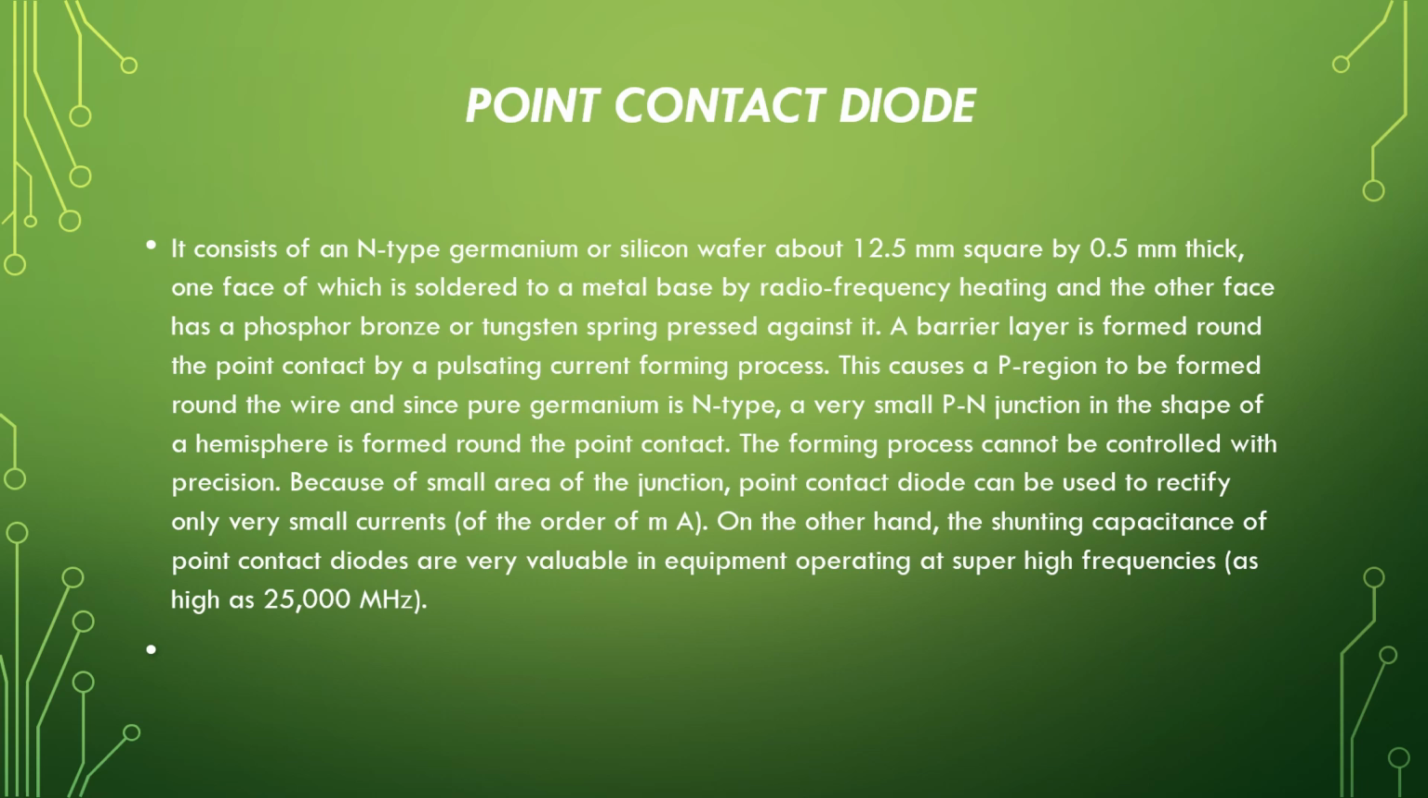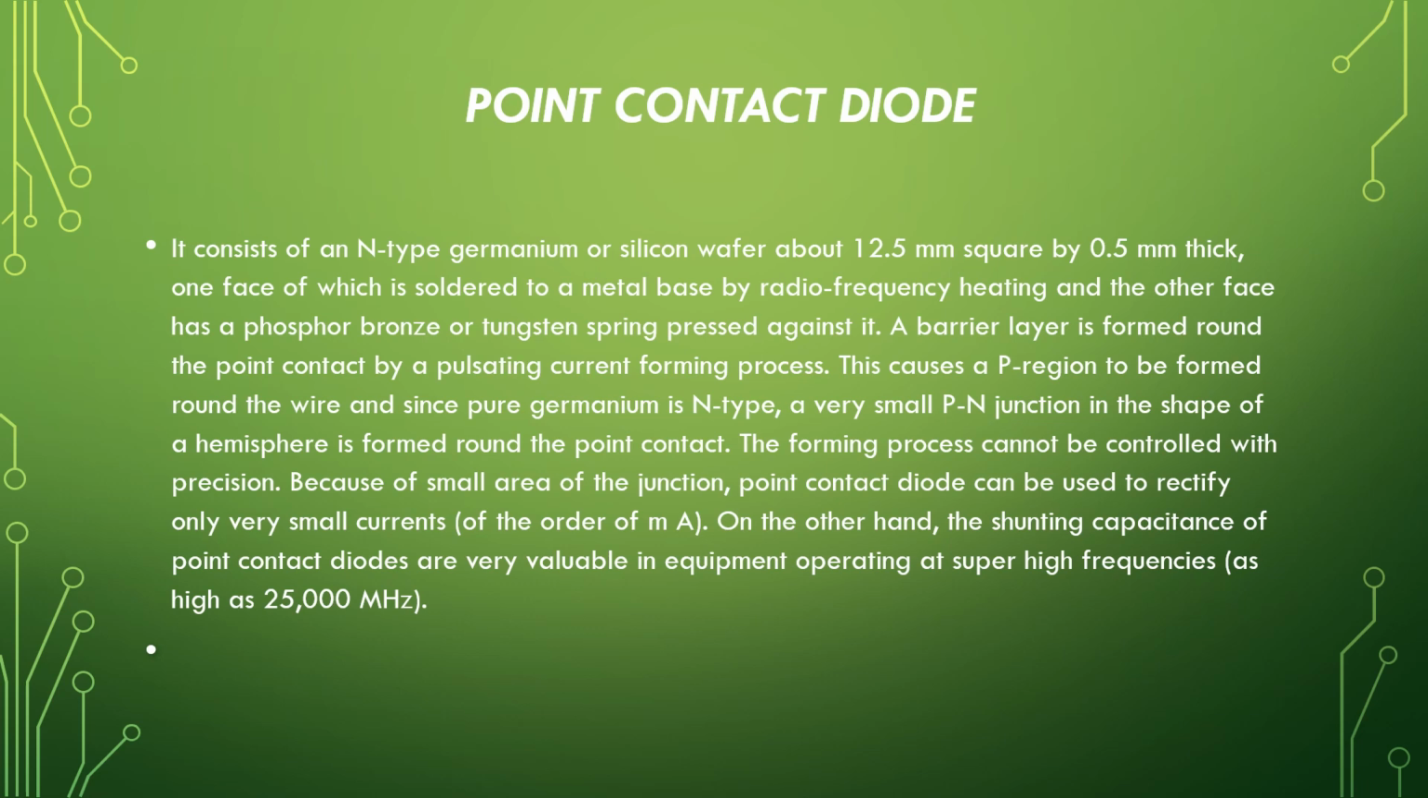Point contact diode. It consists of n-type germanium or silicon wafer about 12.5 mm square by 0.5 mm thick, one face of which is soldered to a metallic base by radio frequency heating, and the other face has a phosphor bronze or tungsten spring pressed against it. A barrier layer is formed round the point contact by a pulsating current forming process. This causes a P region to be formed around the wire, and since pure germanium is n-type, a very small p-n junction in the shape of a hemisphere is formed around the point contact. The forming process cannot be controlled with precision.